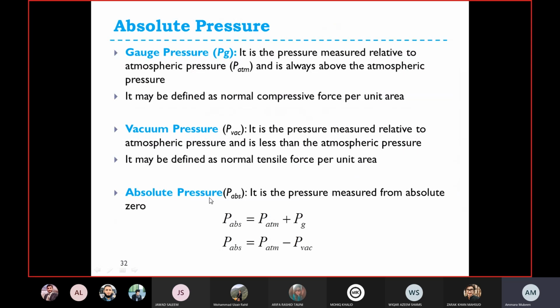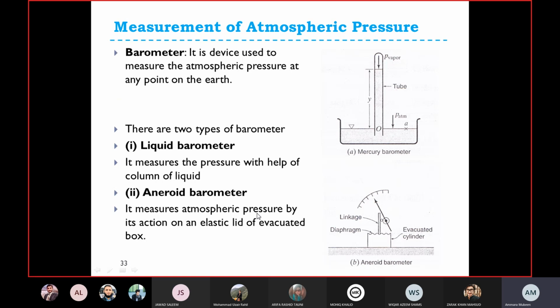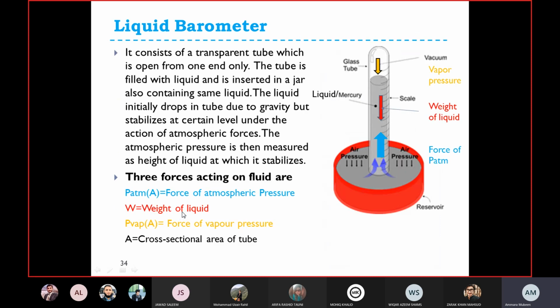The definitions are written here. You can check the definition by yourself. So again, the atmospheric pressure is measured with the help of a barometer. There are different kinds of barometer. One is the liquid barometer. The other is the digital or aneroid barometer. I'll tell you about the liquid barometer.